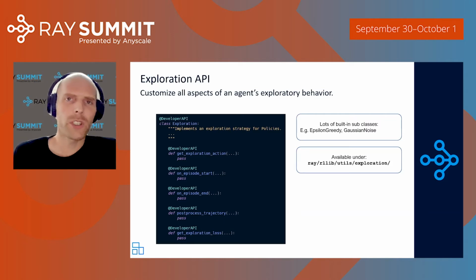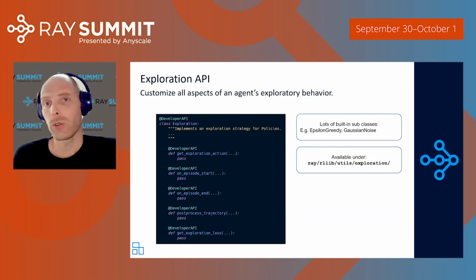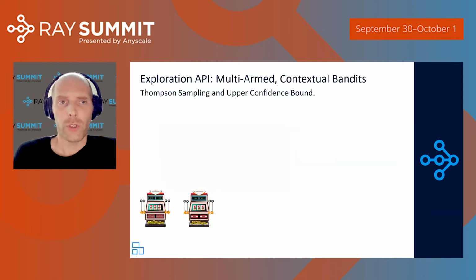Now, there are two important developments that came out of the fact that we added this exploration API to the library in the spring. The first one is multi-armed contextual bandits. Our friends at Amazon AWS contributed two algorithms to RLlib, Thompson sampling and upper confidence bound.